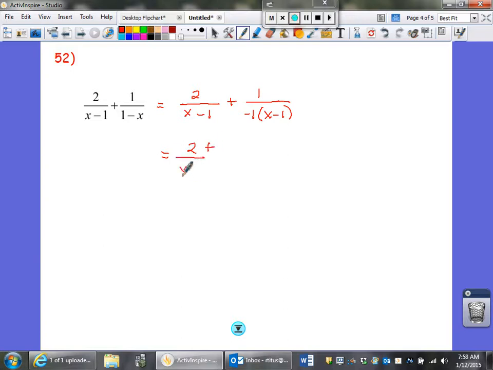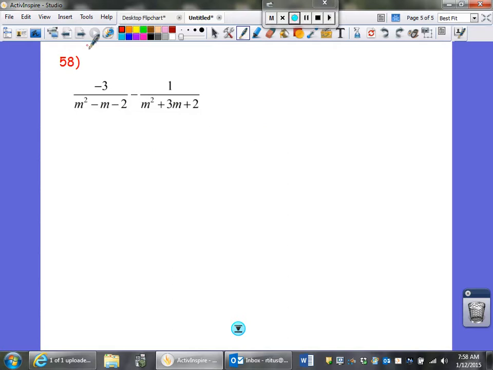over x minus 1 plus, let me make that look a little bit better here. I was getting ahead of myself, wanting to show all the steps. 2 over x minus 1 plus, when you shift this guy up, this is 1 times negative 1, which is negative 1, over x minus 1. The denominators are now the same, so all you have to do is add 2 plus negative 1, which is 1. And your final answer is 1 over x minus 1. And that is complete.